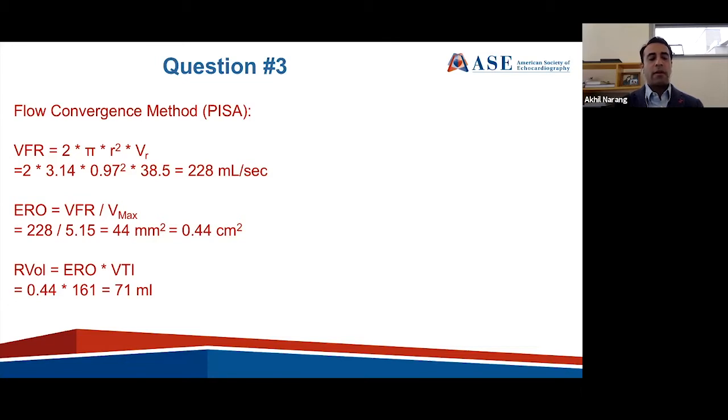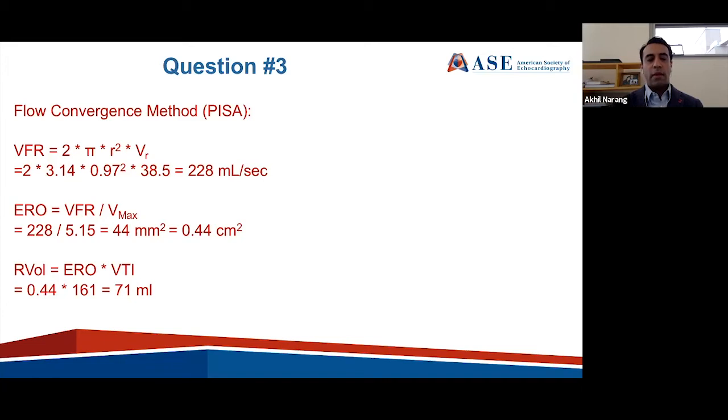From here, we're able to calculate the EROA. This is the VFR divided by the maximum velocity of the mitral regurgitation. 228 divided by 5.5 gives us 44 millimeters squared, which is 0.44 centimeters squared. From here, we can calculate the regurgitant volume. The regurgitant volume is simply the EROA times the VTI of the continuous wave mitral regurgitation signal. This comes out to be 0.44 times 161, which gives us a value of 71 cc's. This was the correct answer. Very important that you understand how to use the flow convergence method or the PISA method, not only to understand the amount or severity of regurgitation lesions.